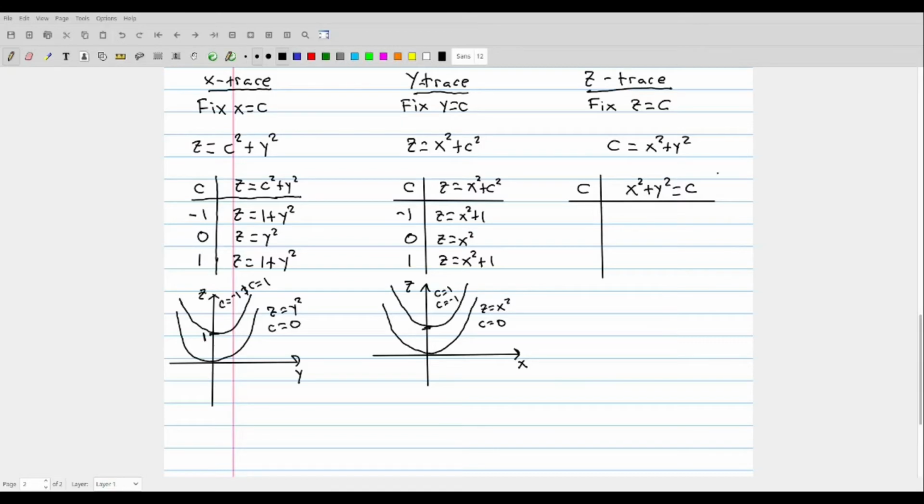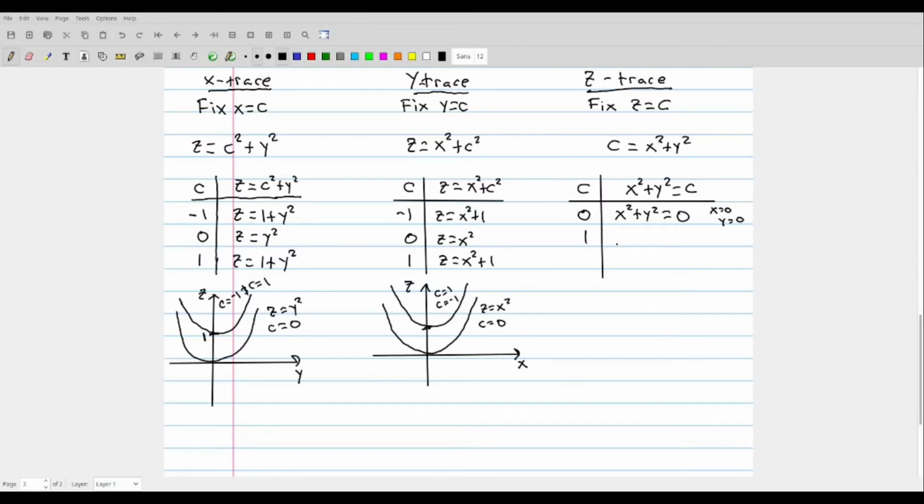And let's look at it. We aren't going to have any negative values of c because there's no way of taking two real numbers, squaring both of them, and adding them together to get a negative value. But we will get c equals 0. x squared plus y squared equals 0. There's actually only one point that satisfies this expression. That's the origin. That's when x equals 0 and y equals 0.